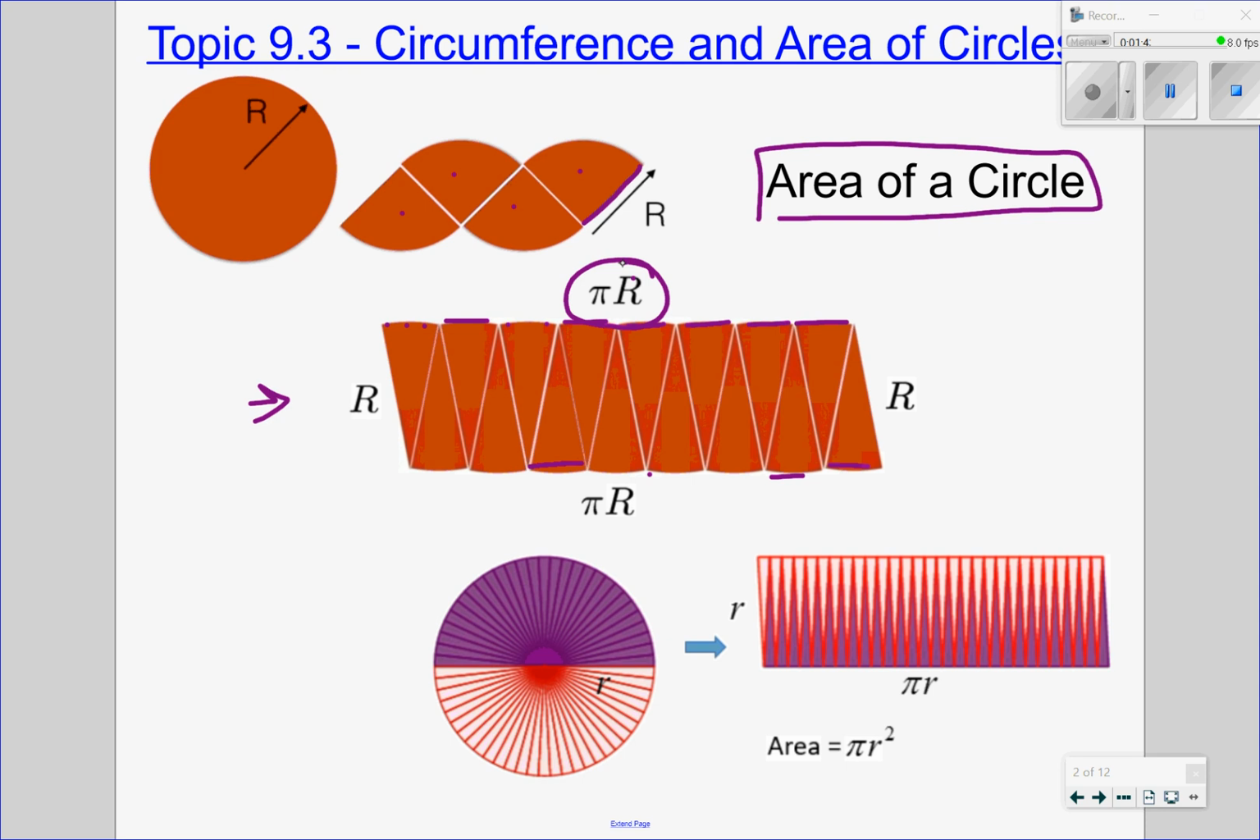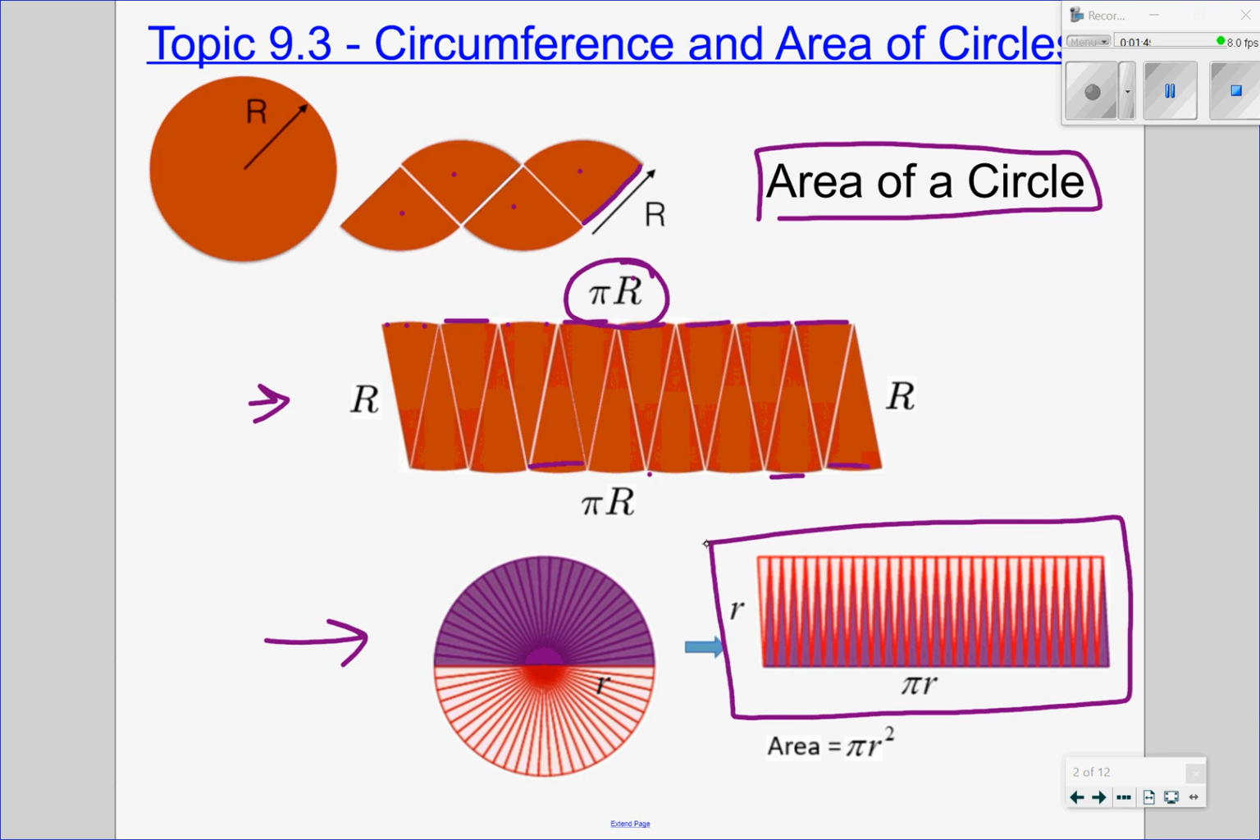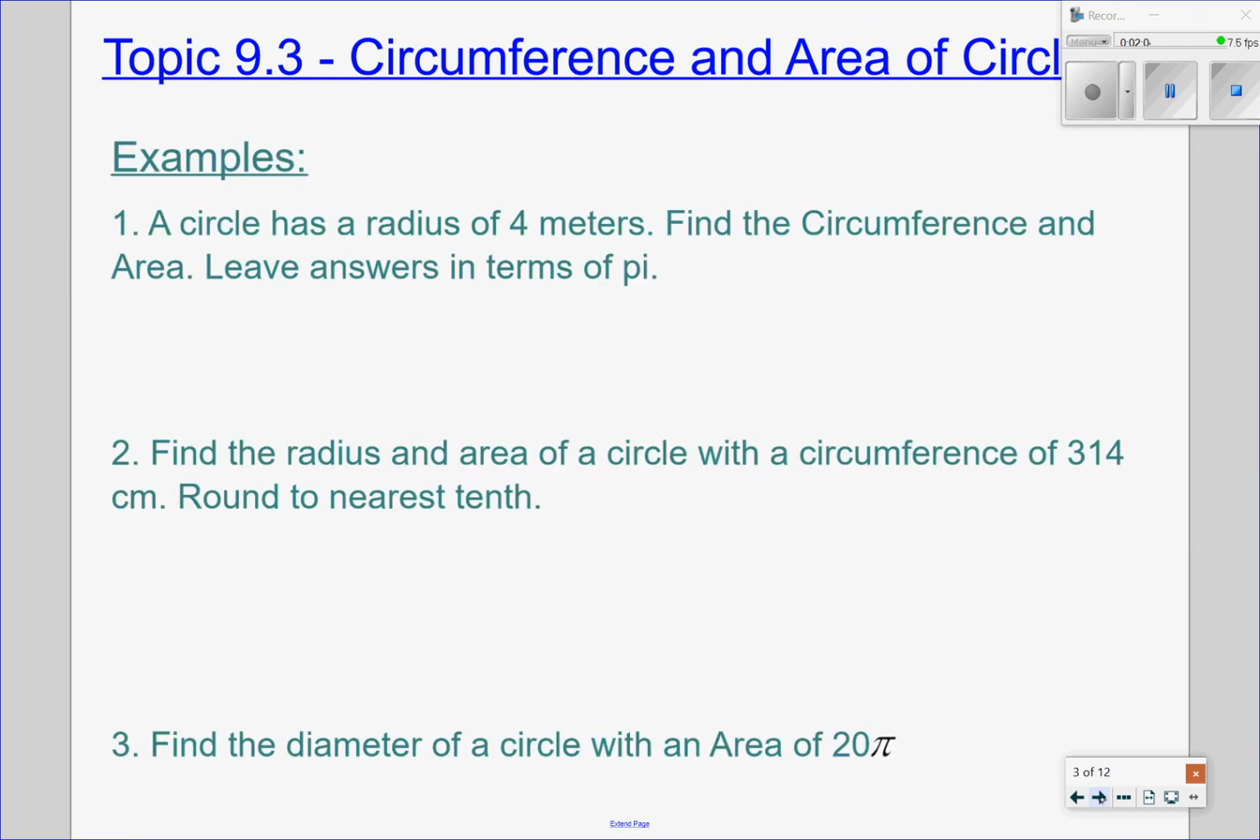As we move down even further, we eventually flatten this out to a rectangle. And we know that the area of a rectangle is just base times height, or radius times pi times radius, which then gives us pi r squared. But for those of you who like to commit that formula to memory, perfectly fine with me. All right, so let's practice a couple. We're going to keep this short and sweet today. Most of you, this will be a review, so let's go for it.